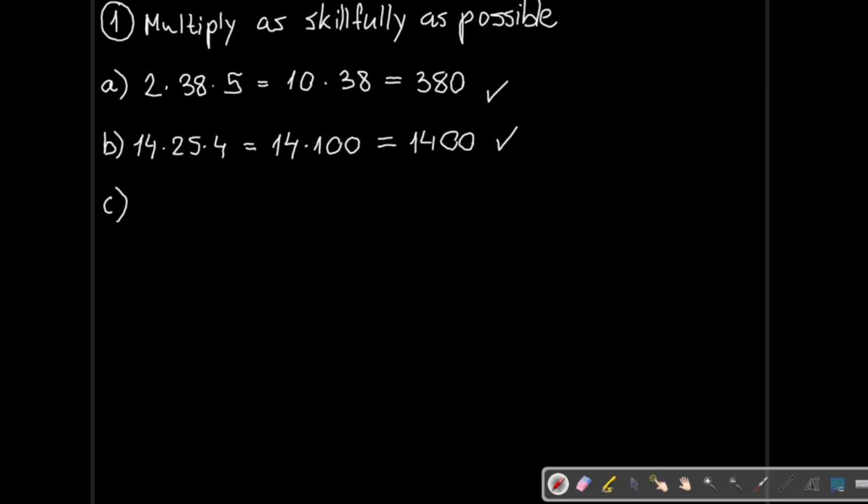Next problem. We have 5 times 20 times 27. So again, to solve this as skillfully as possible, we see that 5 times 20 is 100, times 27. And that means we just need to add 2 zeros to the number 27. And that's our result here, 2700.